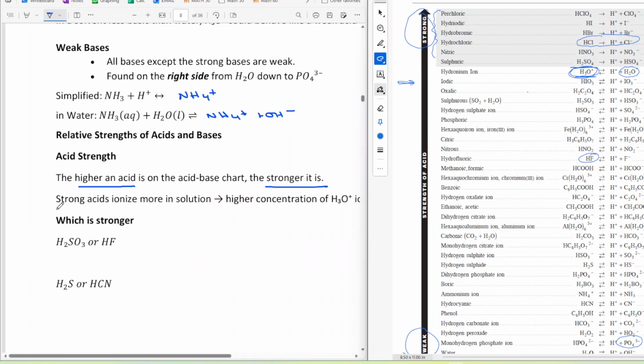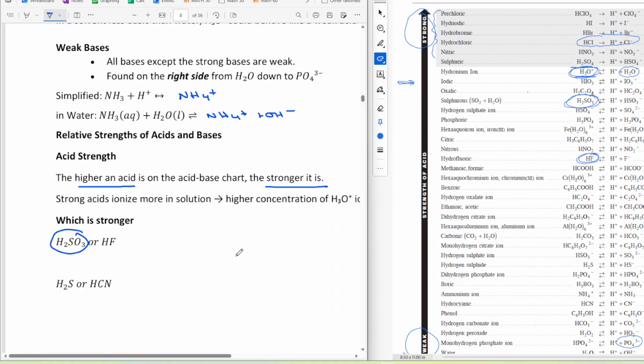So if we look at H2SO3, it's here. And then if we look for the HF, it's here. So the one that's higher is the H2SO3. Sorry, I was saying C, but I mean S. H2SO3 is a stronger acid.